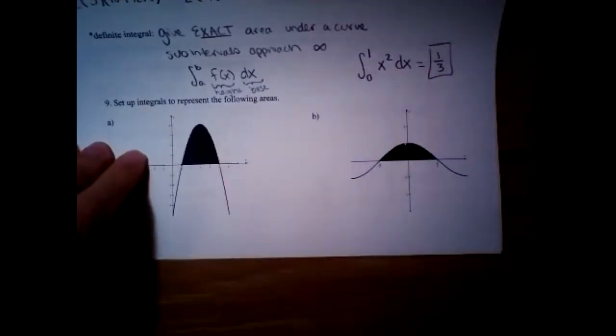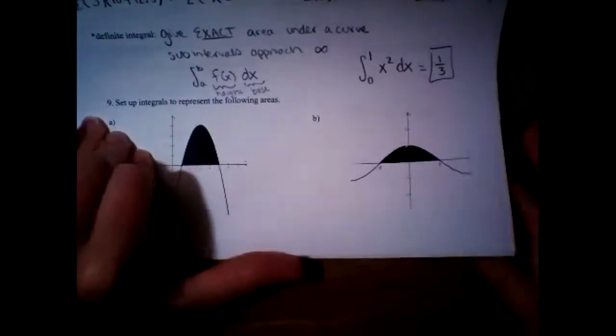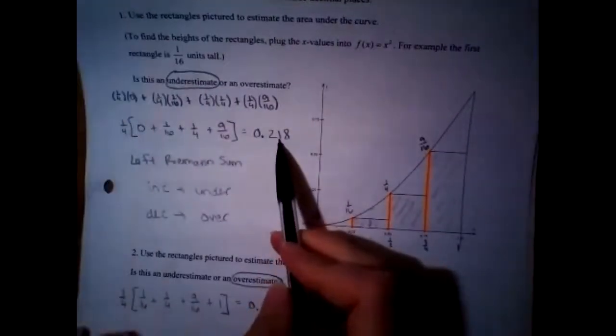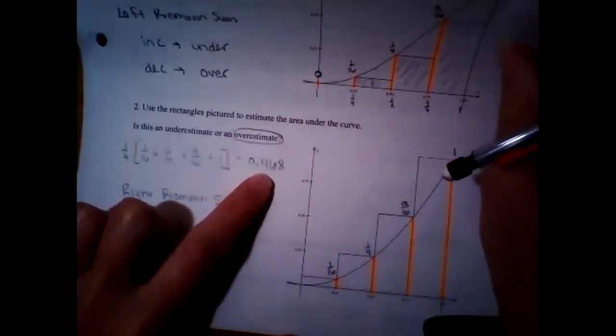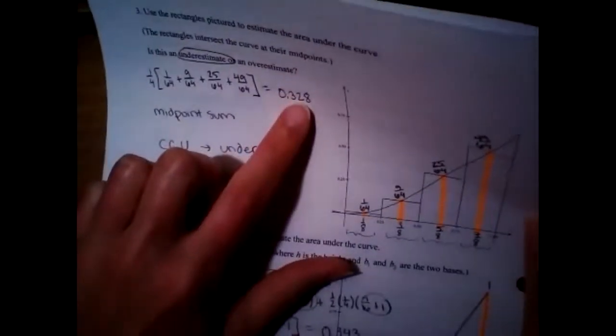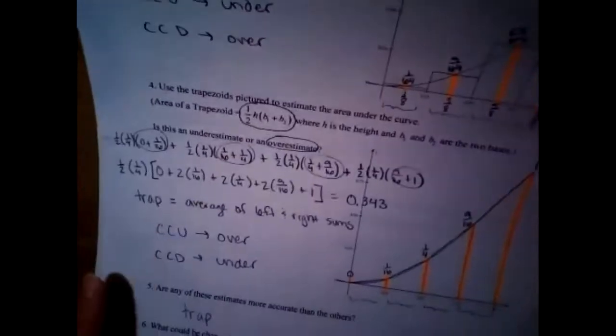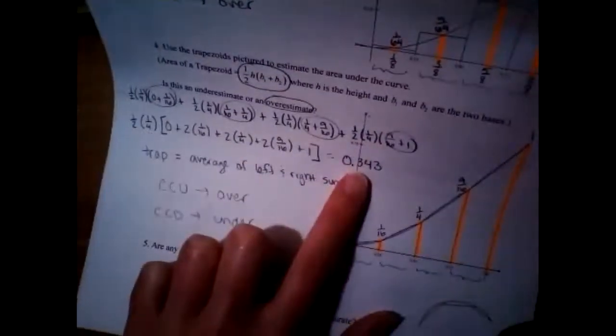And if you look back at the estimations that we did, they were all pretty close to a third. Like this one, what was it, 0.28, we said that was an underestimate. And then we had 0.46, so that was an overestimate. And then these ones were a little bit better. This is very slightly under 0.3 repeating. And then where's this one, 0.343, so very slightly over 0.3 repeating. So that'll give you the exact perfect answer.